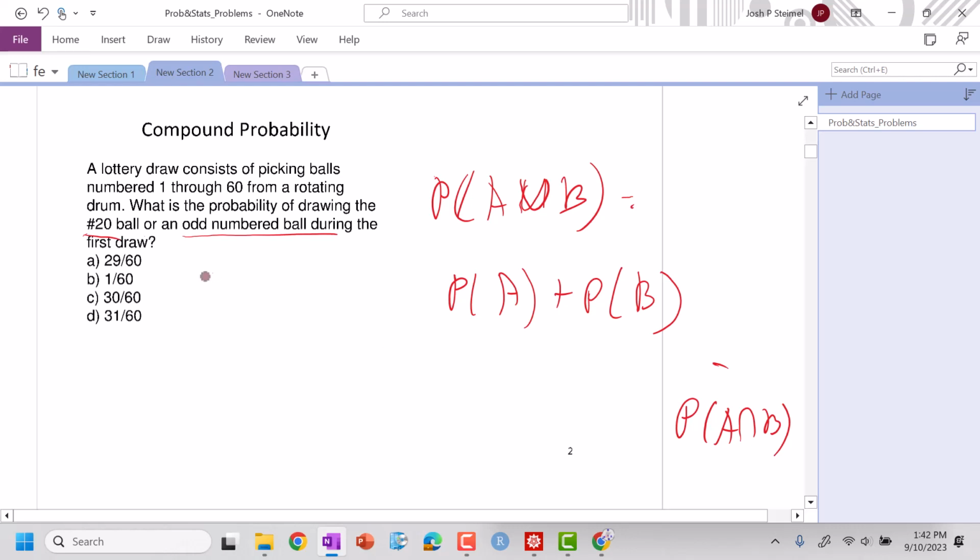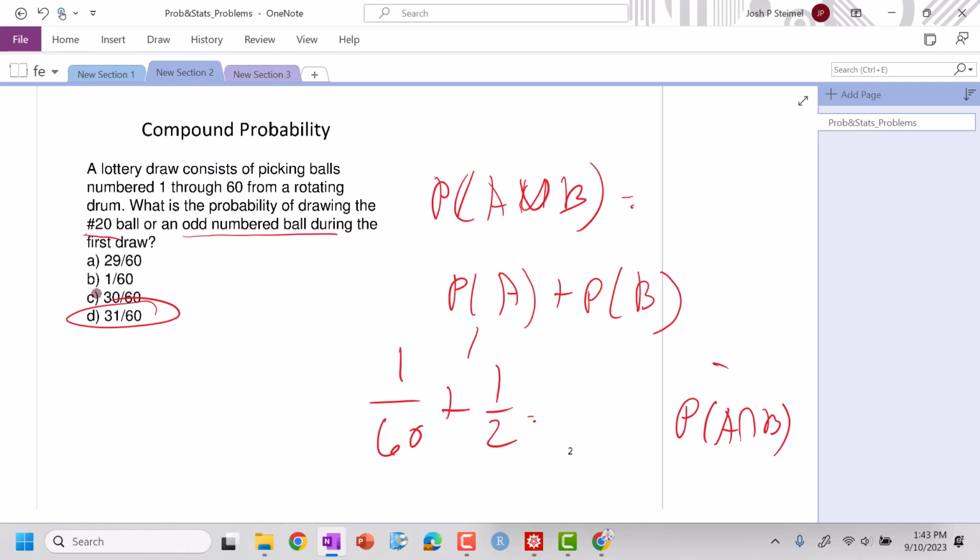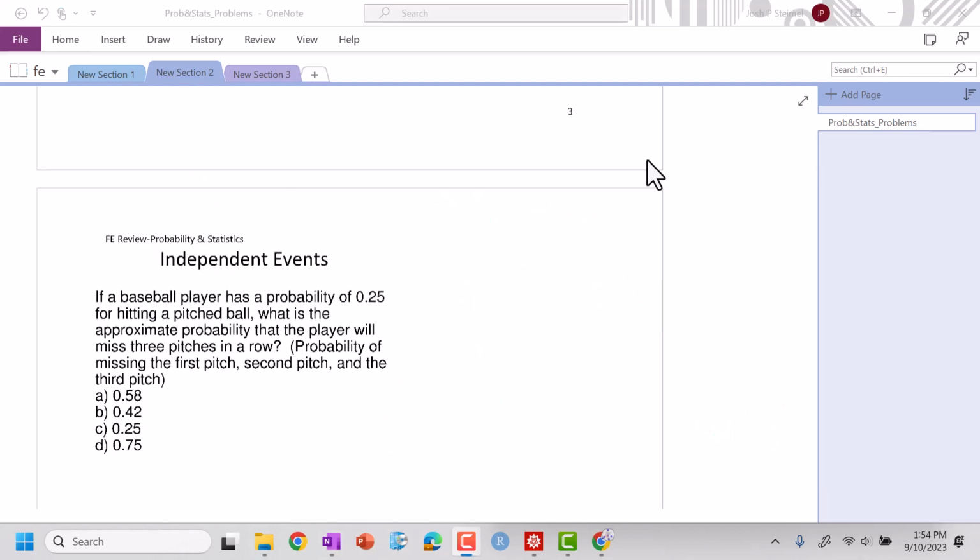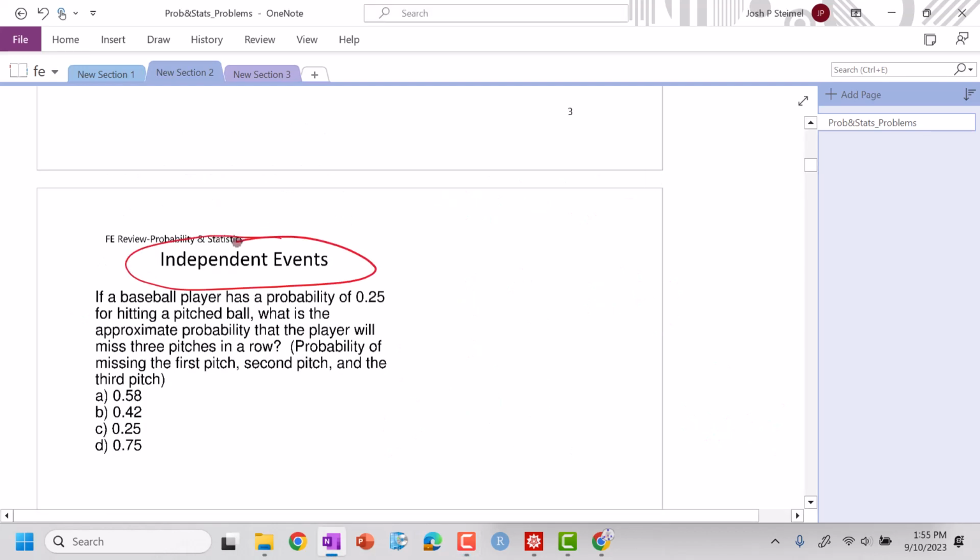The probability of 20, our A event, is going to be 1 over 60. An odd number, because 20 is not odd, is just going to be a half. So we're going to get 31 over 60. So be careful whether they're mutually exclusive or not mutually exclusive events. We have to be very, very cautious about that. So let's do another one about independent events now.